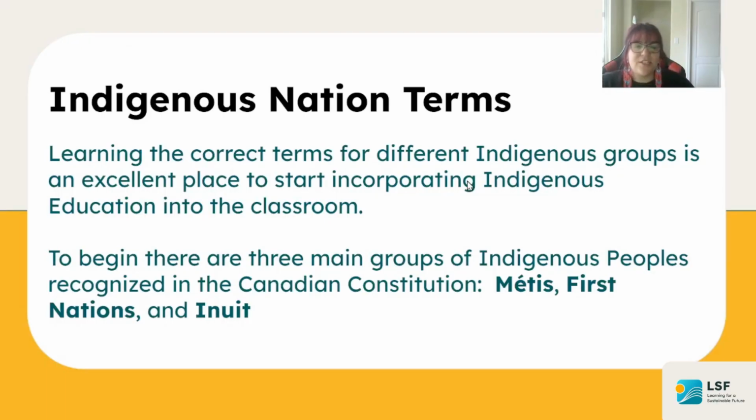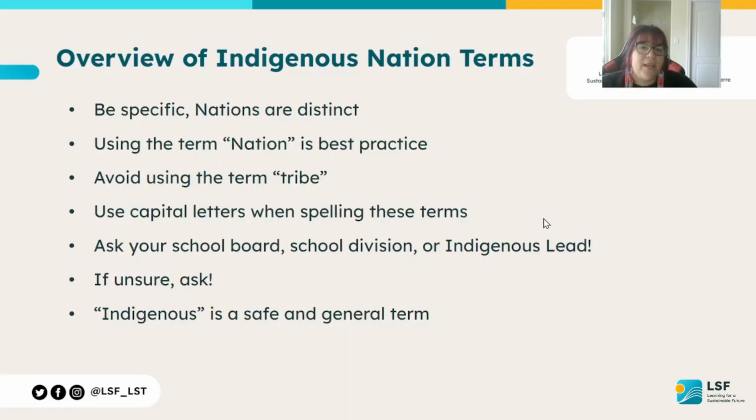So, to start Indigenous nations terms, there are three main groups of Indigenous people recognized in the Canadian Constitution, and this is Métis, First Nations, and Inuit people. So, I'm going to explain a little bit about all of these groups. And before I do that, it's best to be very specific when you're talking about Indigenous nations because they're all so different from one another. There's hundreds of nations with different cultures and languages and histories.